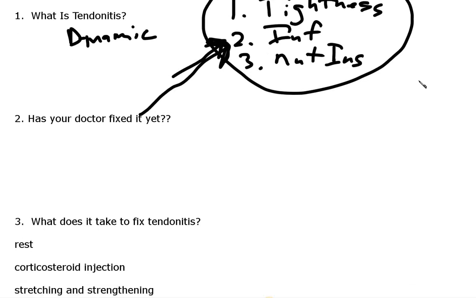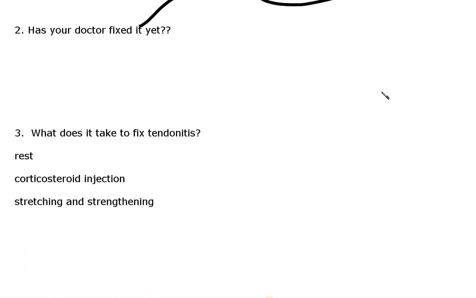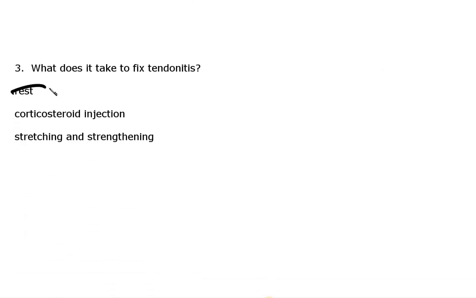Along those lines, what does it take to fix tendonitis? Well, it's a bit repetitive, but again, if you want to fix tendonitis, you have to get rid of the muscle and connective tissue tightness, and you have to get rid of the inflammation process, and you have to get rid of the nutritional insufficiency. Until you do enough of those three things, you will continue to have symptoms. It's as simple as that. And that's why rest doesn't work, is because rest doesn't get rid of tightness or inflammation, and it doesn't fix the lack of nutrition. That's why corticosteroid injections and anti-inflammatories don't work, is because while it might lower inflammation, it doesn't get rid of the cause of inflammation. So it's going to come right back.